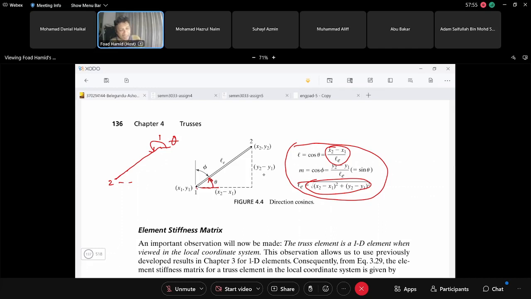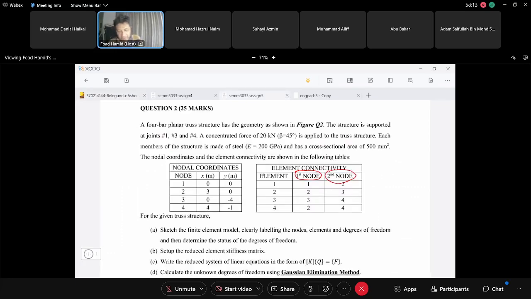We need L and M to calculate our element stiffness matrix, yeah? Element stiffness matrix. So be very, very careful about this, otherwise a lot of points will go down the drain. Okay? Alright, so this is the one.